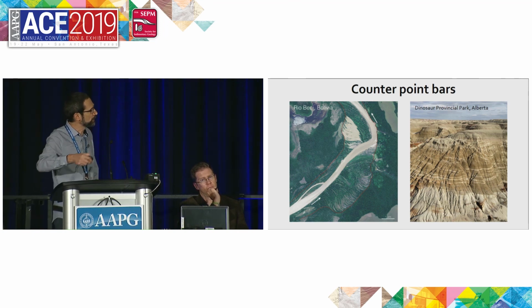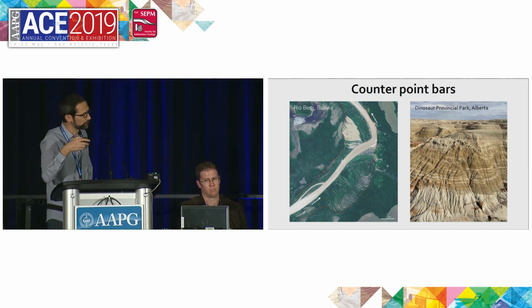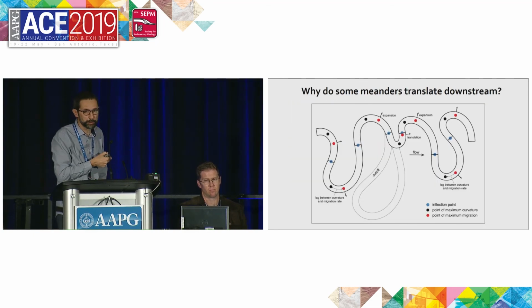And historically, counterpoint bars have been linked to confined rivers like this one in Bolivia, where the red lines are locations of confinement, so the erodibility is low over here, and that's why this bend translates downstream. And the result of that is deposition of finer-grained sediment along here and over there. And in outcrop, these rocks look like what you see on the right side. Dark-colored rock here obviously is very mud rich, so it's important if you want to understand pore space distribution.